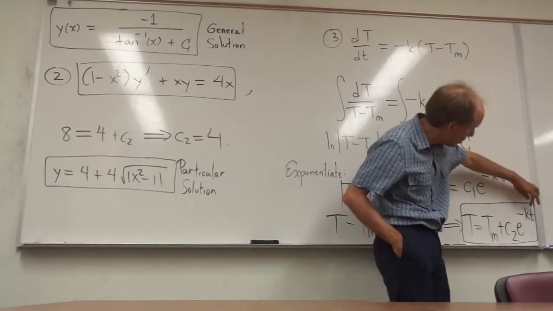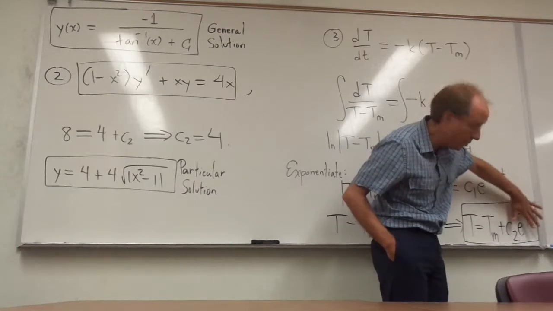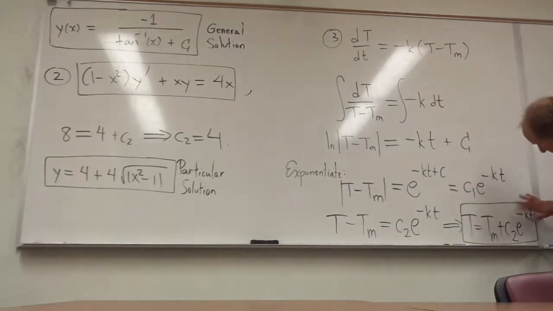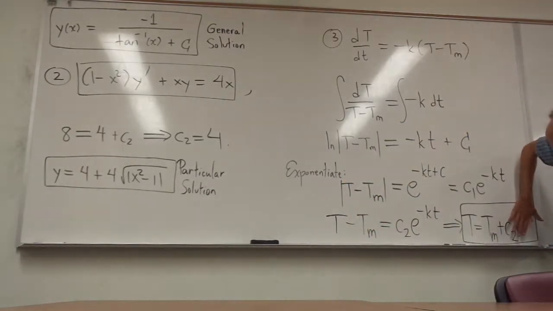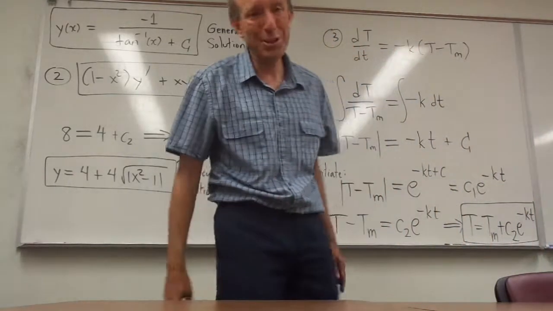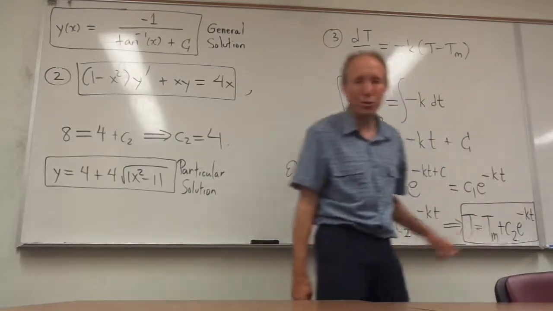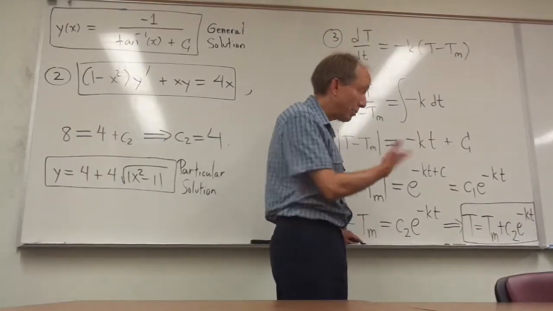Notice that as t goes to infinity, this is a negative exponential. It's going to go to 0. So as t goes to infinity, this term on the right becomes very negligible, and the temperature of your object approaches the temperature of the room. Exactly what you would expect. And it does so in this exponential manner.